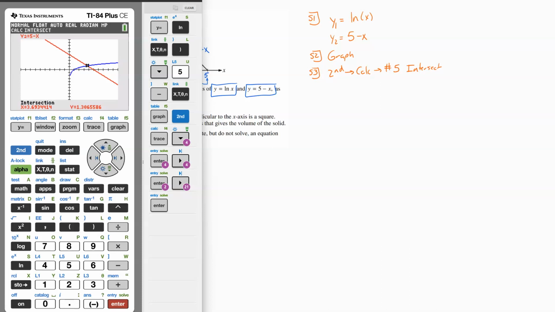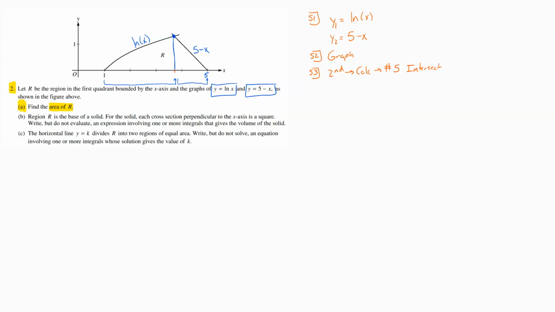So 3.693441. This is actually at 3.693441. That is our intersection point. That's our x value right there. Now to find the region, we're going to have to come back in and set up 2 integrals. We'll set up one integral for this left-hand side here, and we'll set up a second integral for this right-hand side.